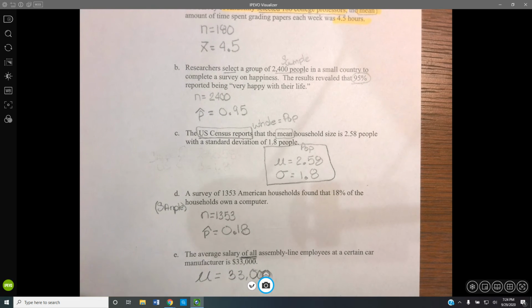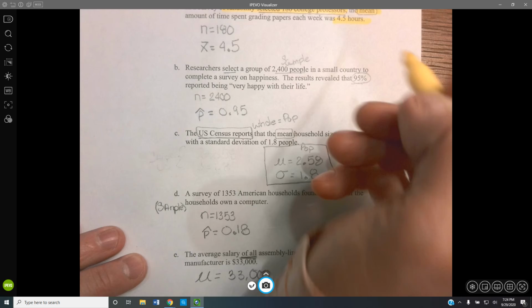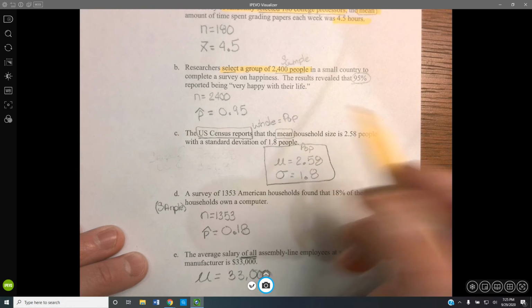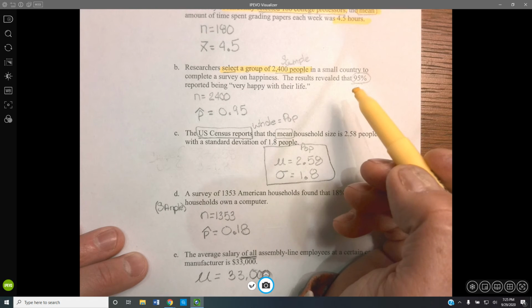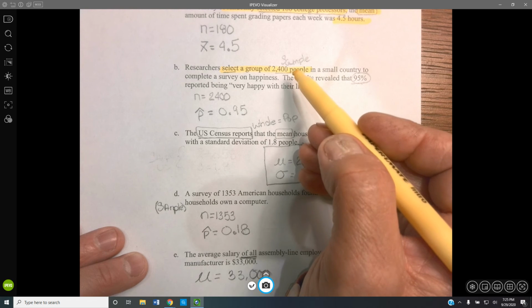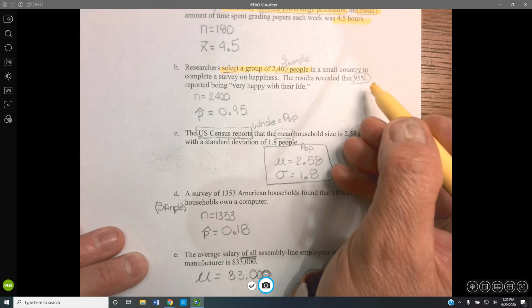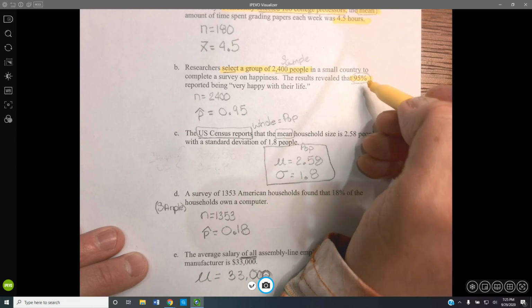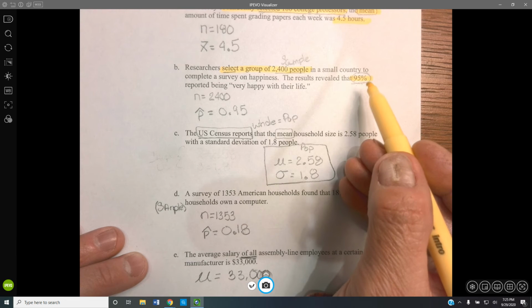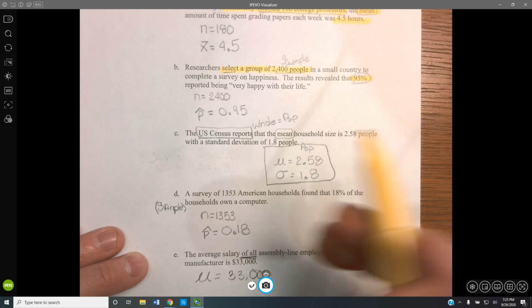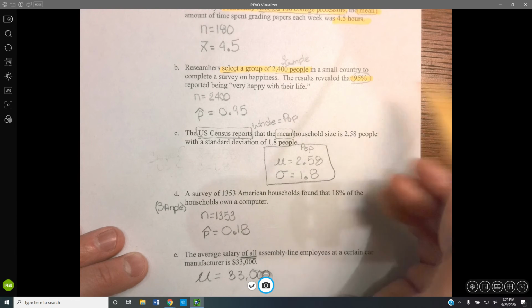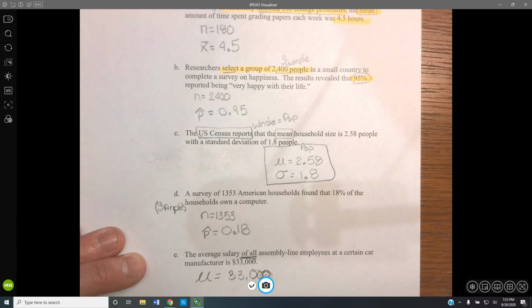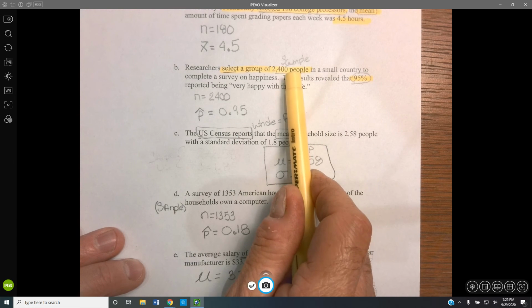In problem B, researchers select a group. So again, a selected group of 2,400 people is a sample. They were selected from a small country to complete a survey. So there's at least more people in the small country than just the 2,400. The results revealed that 95%. As soon as you see a percentage, you have a proportion. Remember, percentages, fractions, or decimals in this value are always a proportion. So first of all, n is equal to 2,400. The number of people surveyed was 2,400.